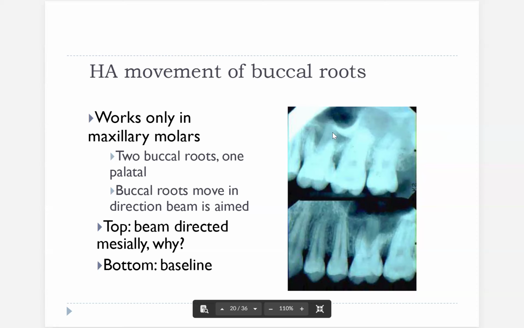So if they moved in opposite directions, then we know that the one that moved opposite is palatal, and we already know that that's a palatal root. So we didn't have to figure that out, but that proves the theory.